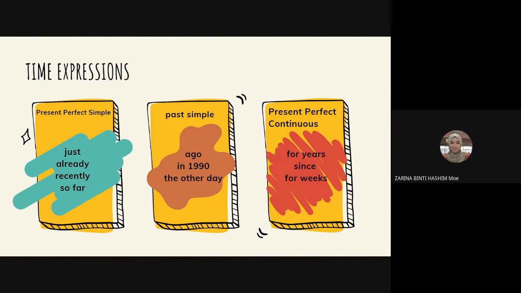Long ago. The word ago. Okay, can you see it on the slide there? In that past simple, the time expression has the word ago. So when there is the word ago, it shows that it is a specific time. Okay, masa yang tertentu, specific. So that's why we have to use past simple. So now what's the answer?